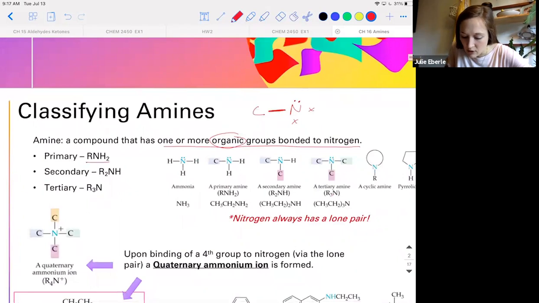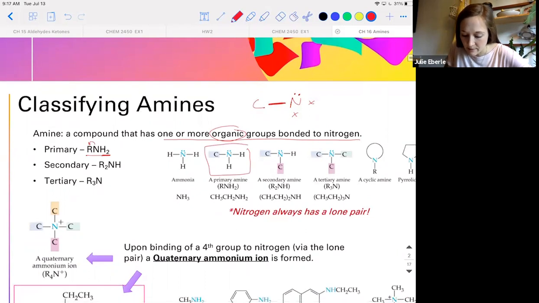So if it's a primary amine, you have 1 bond to carbon. So this R stands for a carbon group here. And then you have 2 bonds to hydrogen. So we represent it as RNH2. And that looks a whole lot like this right here. We call that a primary amine. Okay, and you still see the lone pair on nitrogen.